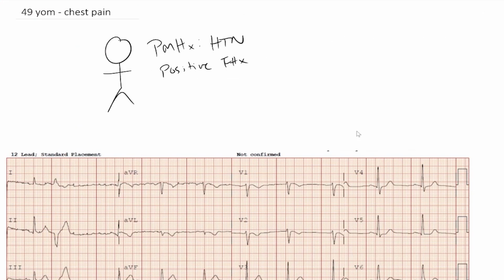So, case is a 49-year-old male coming in with chest pain. He has a history of hypertension. Pain started 45 minutes prior to arrival. He has no cardiac history, except that his father had an MI in his 40s.